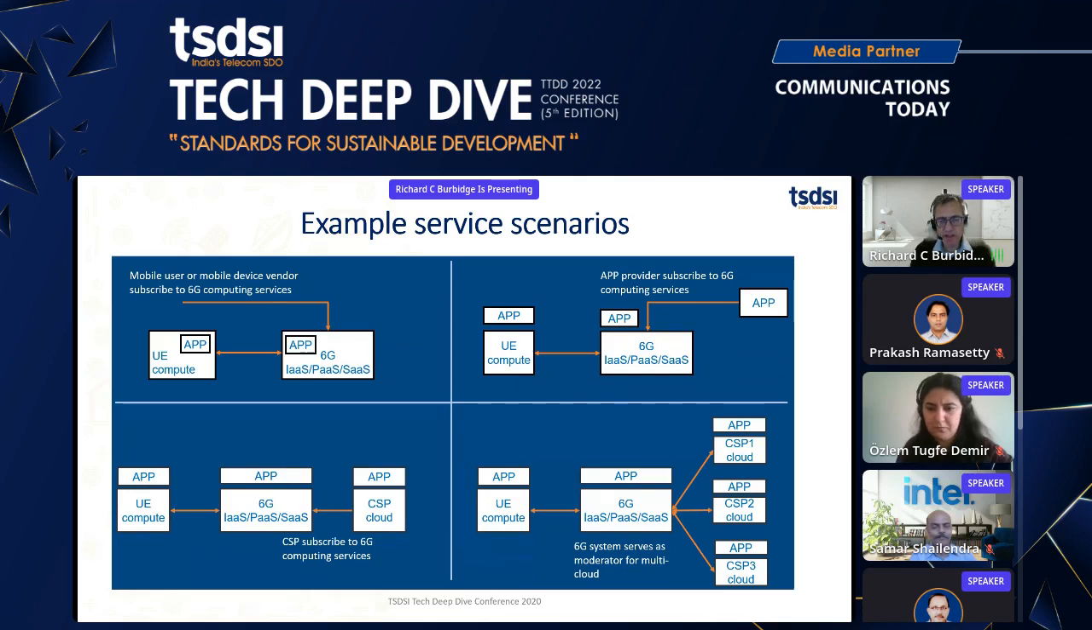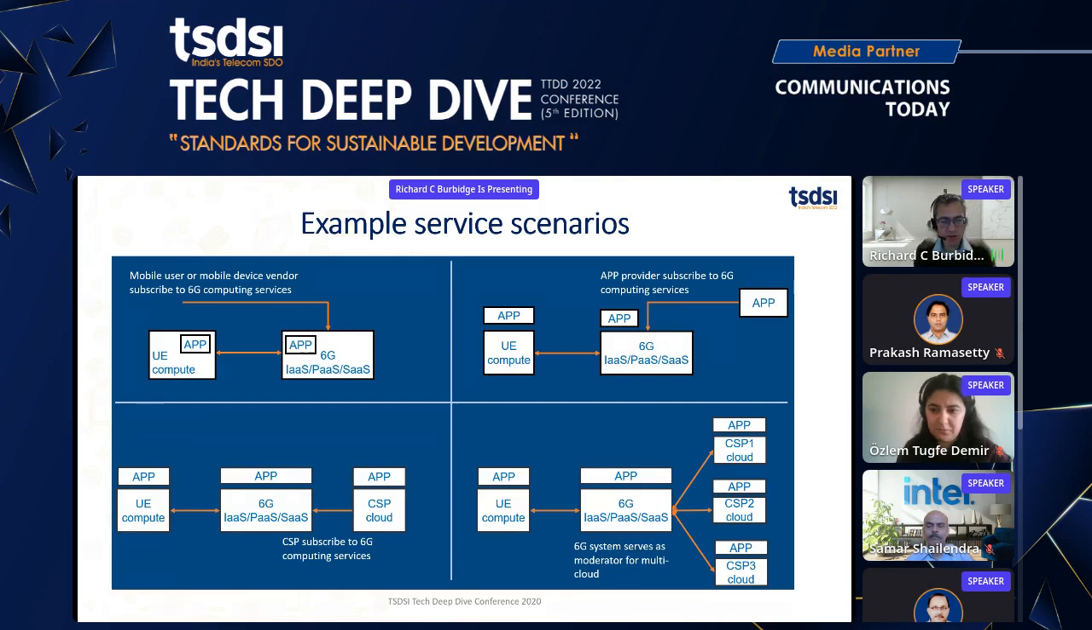Scenario 2 in the top right shows a case where the application provider is subscribing to the 6G computing services. So the application users will access the application based on their subscription to that particular application provider. And again, like in the first scenario, we have a situation where the 6G system provides all of the infrastructure, platform, and software services to the application. And again, there is nothing provided from an external cloud.